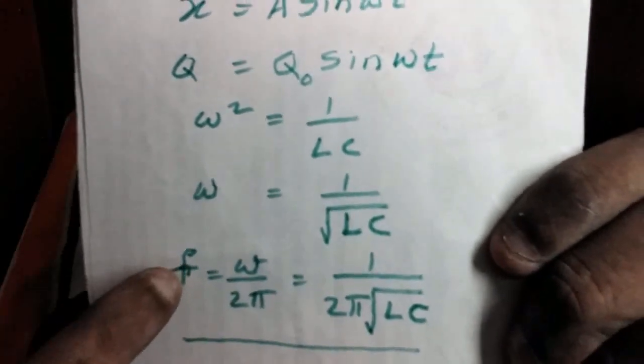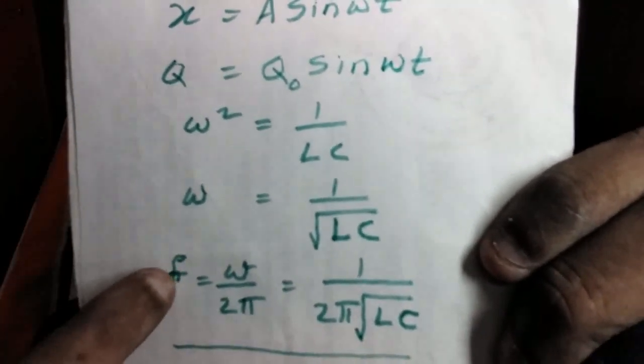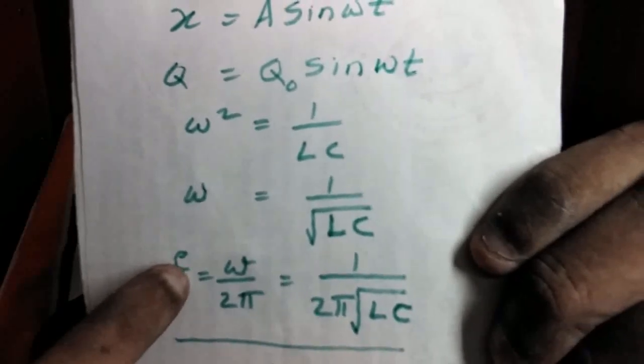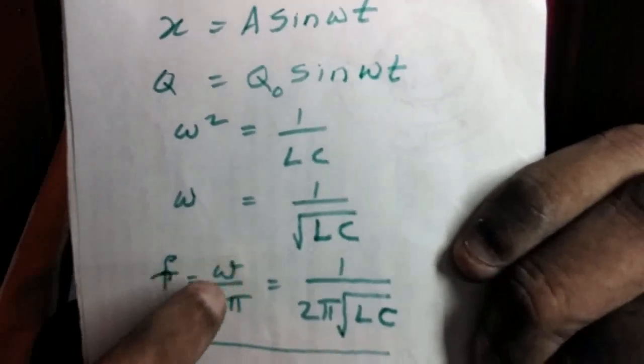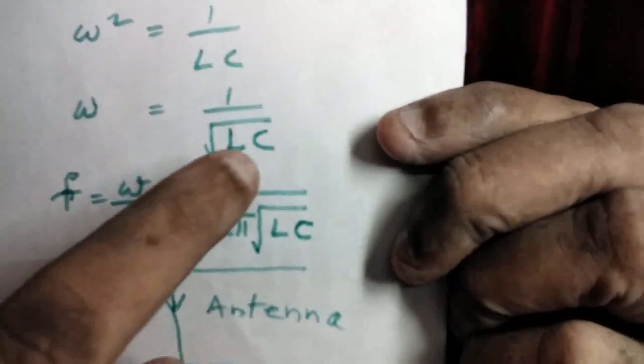Therefore the frequency of electrical oscillations, f equals omega by 2 pi, that is 1 by 2 pi root LC. This means that when a charged capacitor is connected to an inductance coil, electrical oscillations take place in the circuit with a frequency f equals 1 by 2 pi root of LC.